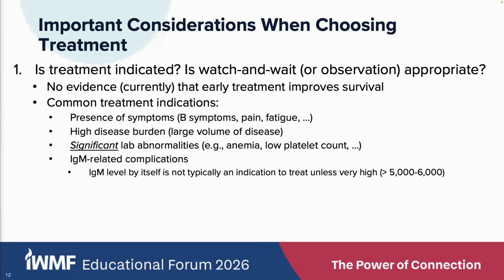The IgM level by itself is not typically considered an indication to treat, although when the levels are very high, generally more than 5,000 to 6,000, I at least become very nervous about it because I worry about this hyperviscosity syndrome and all the potential serious complications that can happen from it. So if I have a patient with an IgM level of more than 5,000 or 6,000, even if they're feeling fine, I might say, you know what, I'm just worried that you might have this hyperviscosity. Let's just do treatment now.